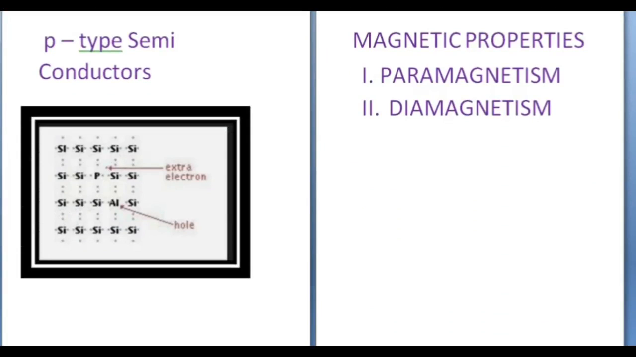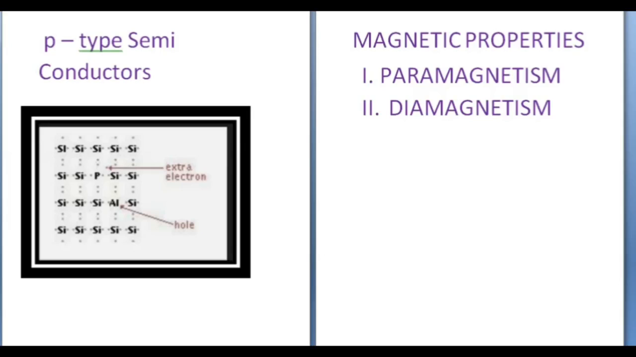Next type is P-type semiconductor. When the doping element has one electron less than the parent element, that means doping is done by a group 13 element in a crystal of group 14 element, then the semiconductor formed is termed as p-type semiconductor.